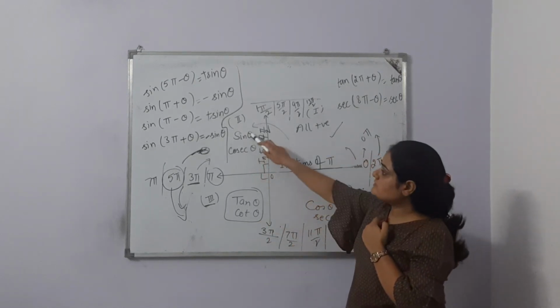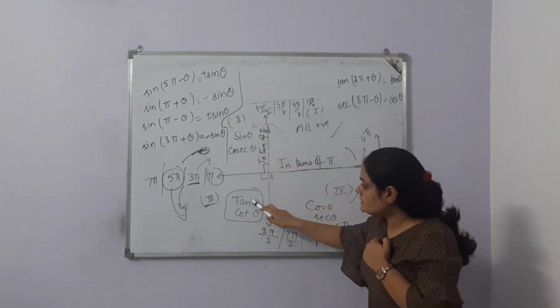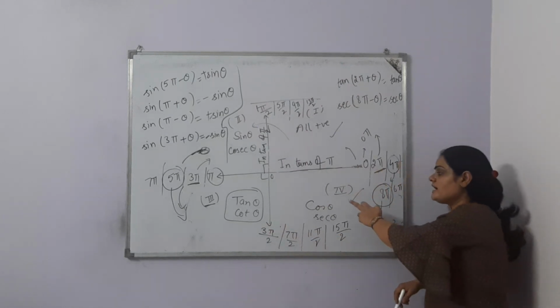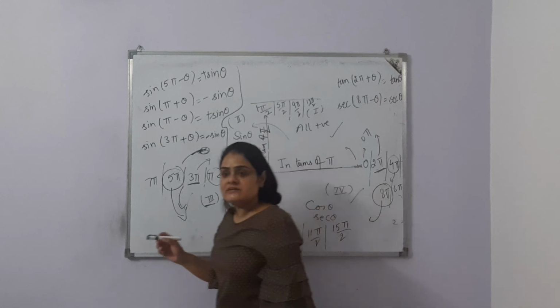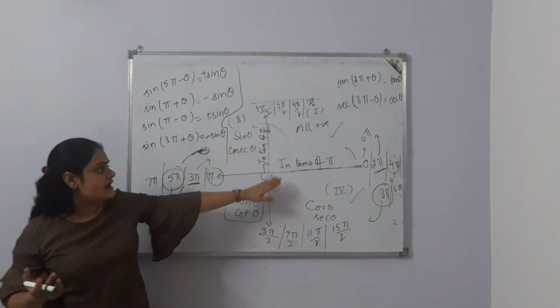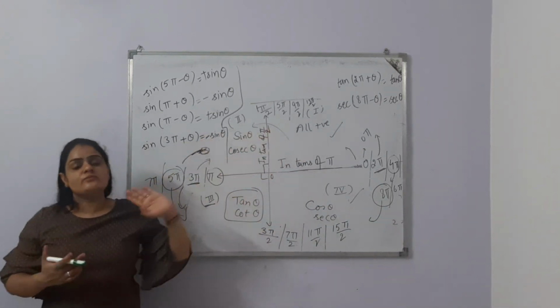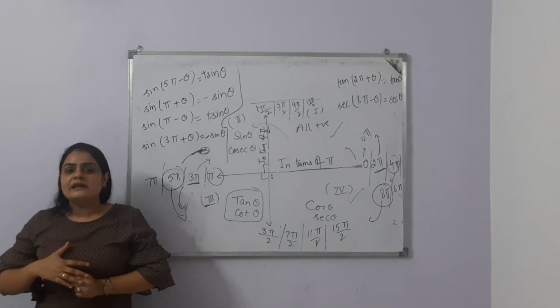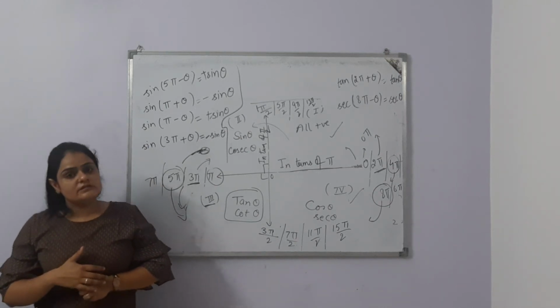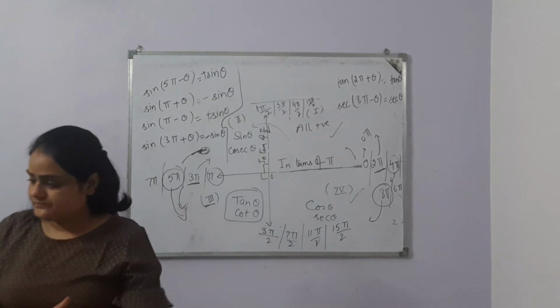Because in the second quadrant sine and cosecant are positive, in the third quadrant tangent and cotangent are positive, and in the fourth quadrant cos and secant are positive. The rest are negative in the respective quadrant. And in the first quadrant all 6 trigonometric ratios are positive. Hope this criteria is clear. Let's do one question depending upon this criteria.